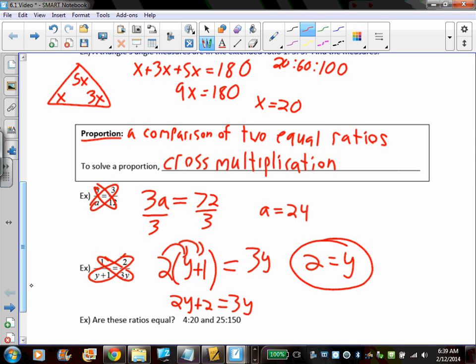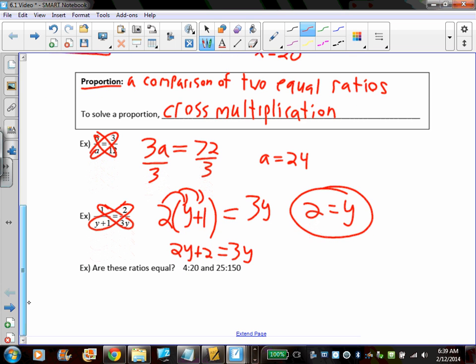And that's solving proportions. It's probably something that you've seen before, but we're going to need to remember that coming up for this chapter.